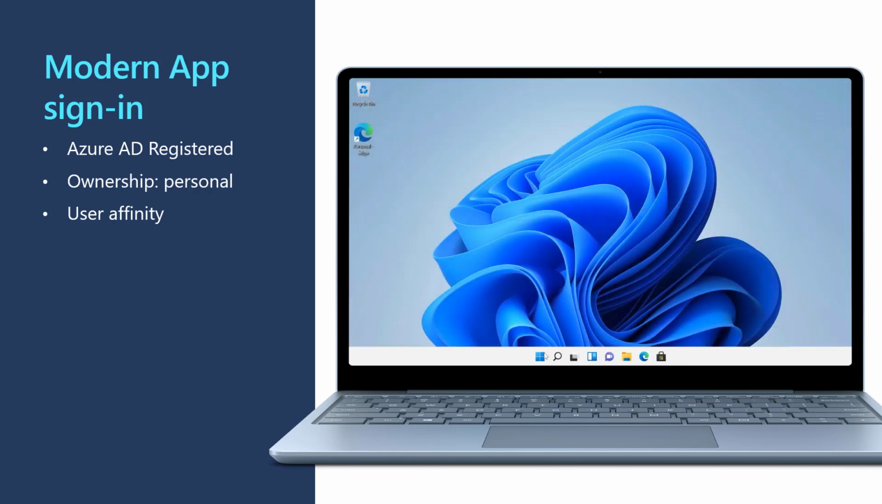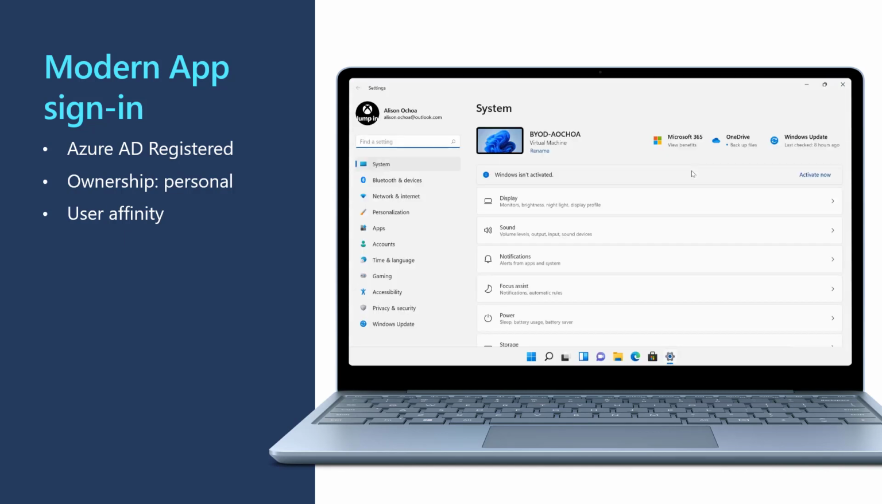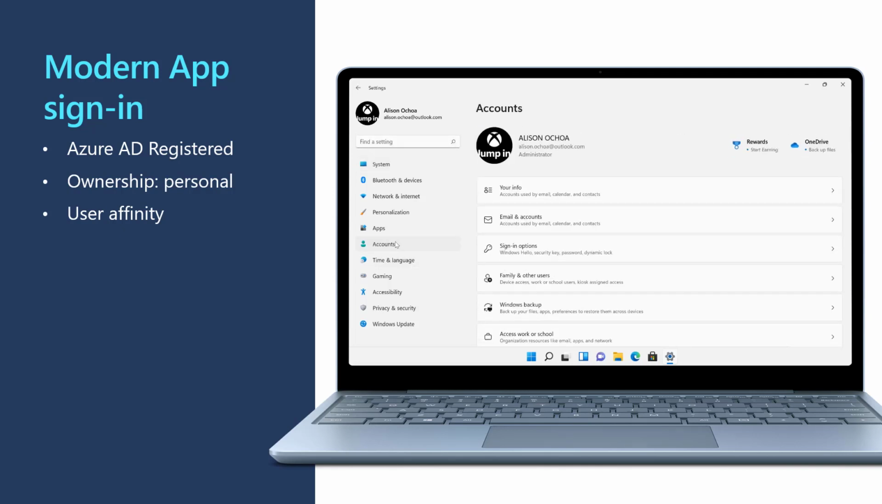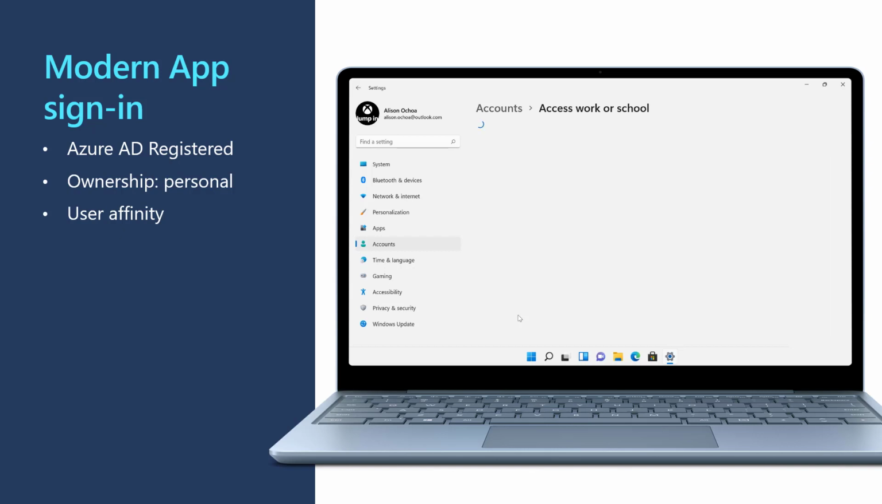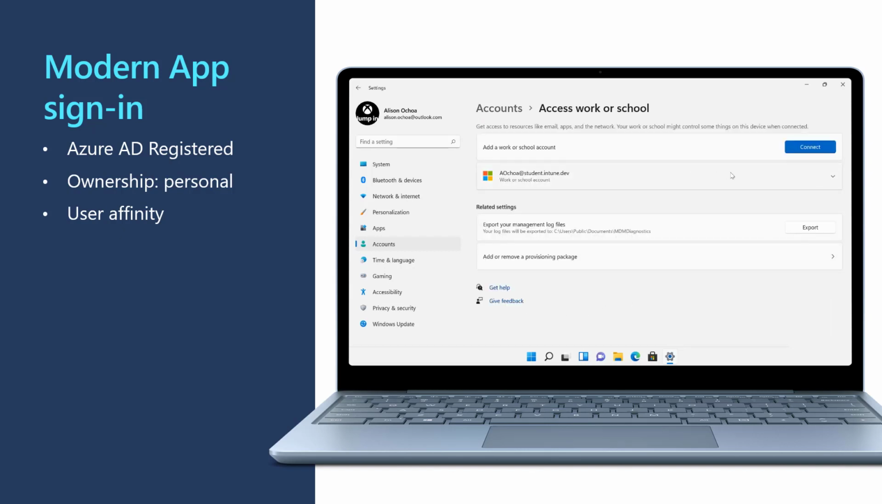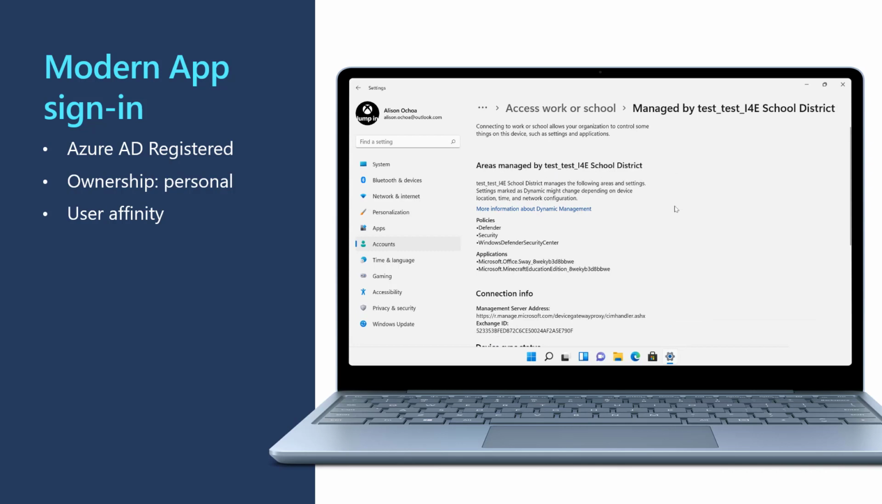We can easily verify that the device is indeed managed by Intune by looking at the settings application. Here we can select Accounts and select Access Work or School. Here we see that Alison's account is connected to the device and that the device is managed by the school district. By selecting Info, we can verify which policies and applications are pushed by Intune.